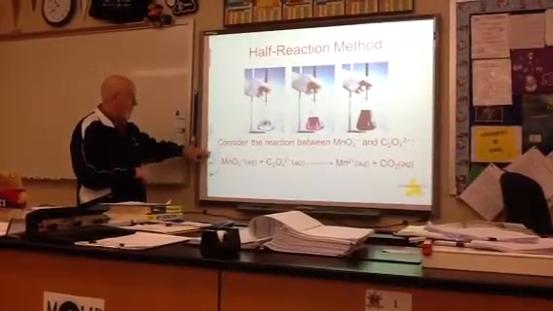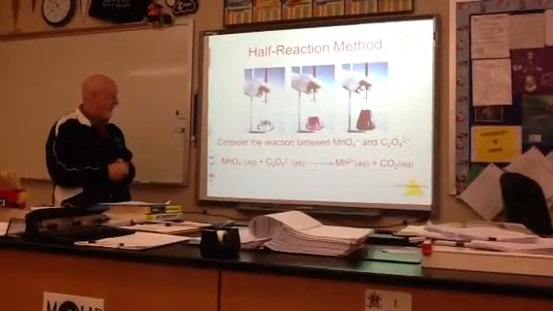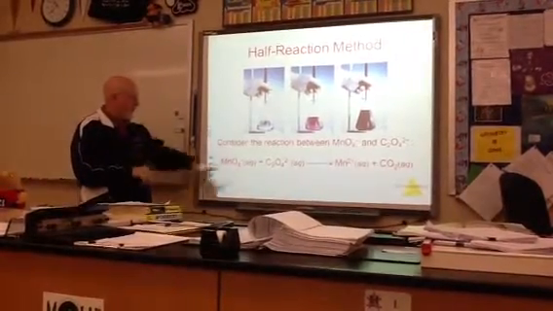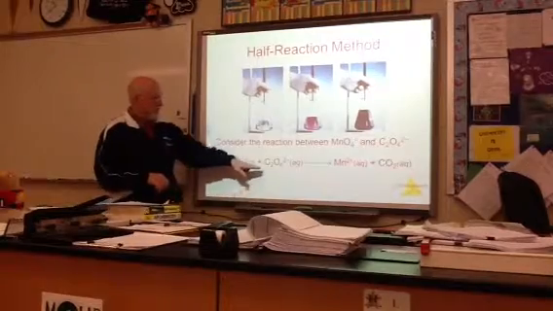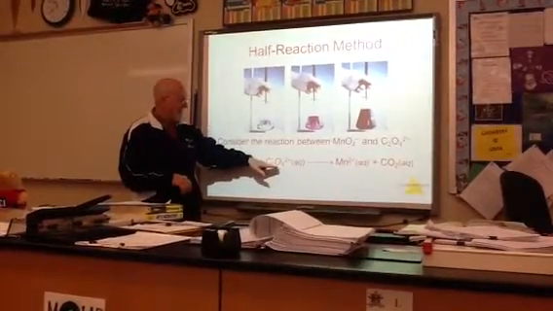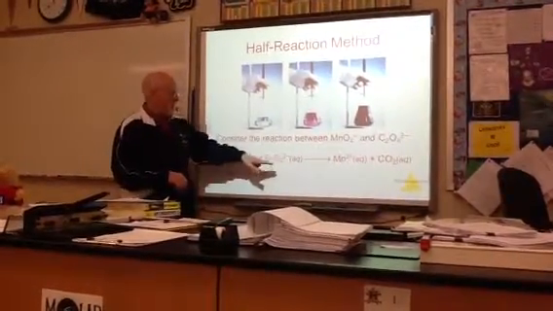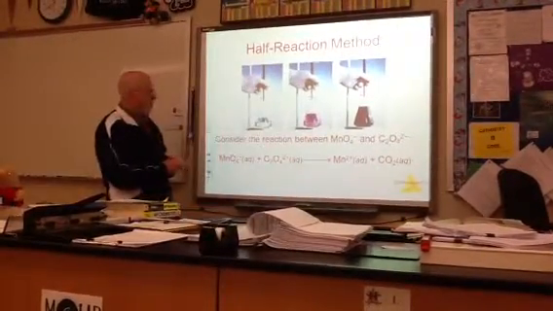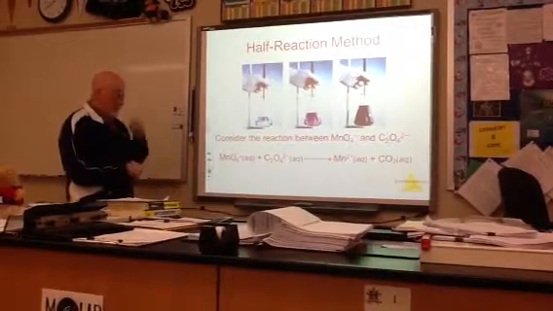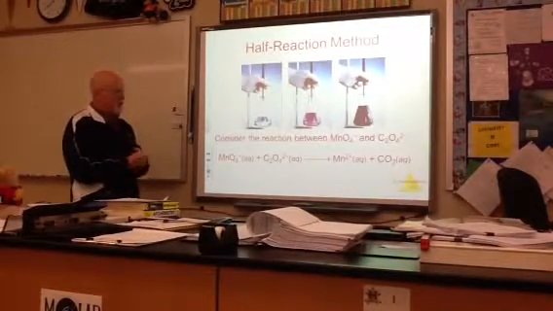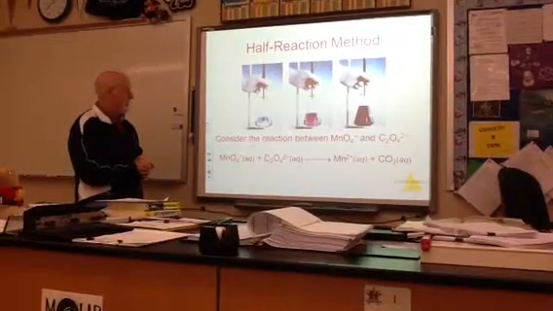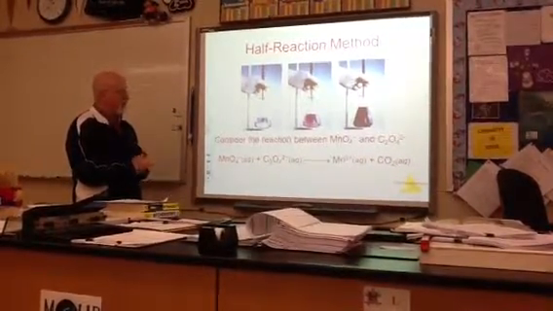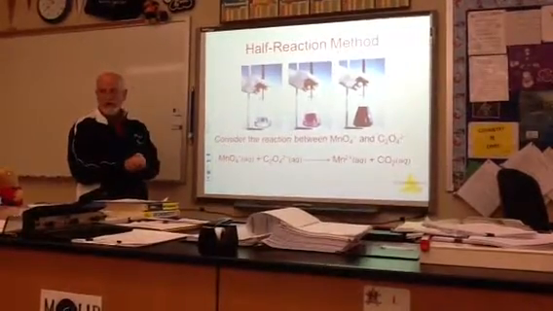Here's our example. What we've got is the permanganate ion, MnO4 with a -1 charge, and this is the oxalate anion. In the products, you're going to end up with manganese with a +2 charge and carbon dioxide. Now, before I go to the next slide, can you figure out what's oxidized, what's reduced, and what the charges are for each one of these?